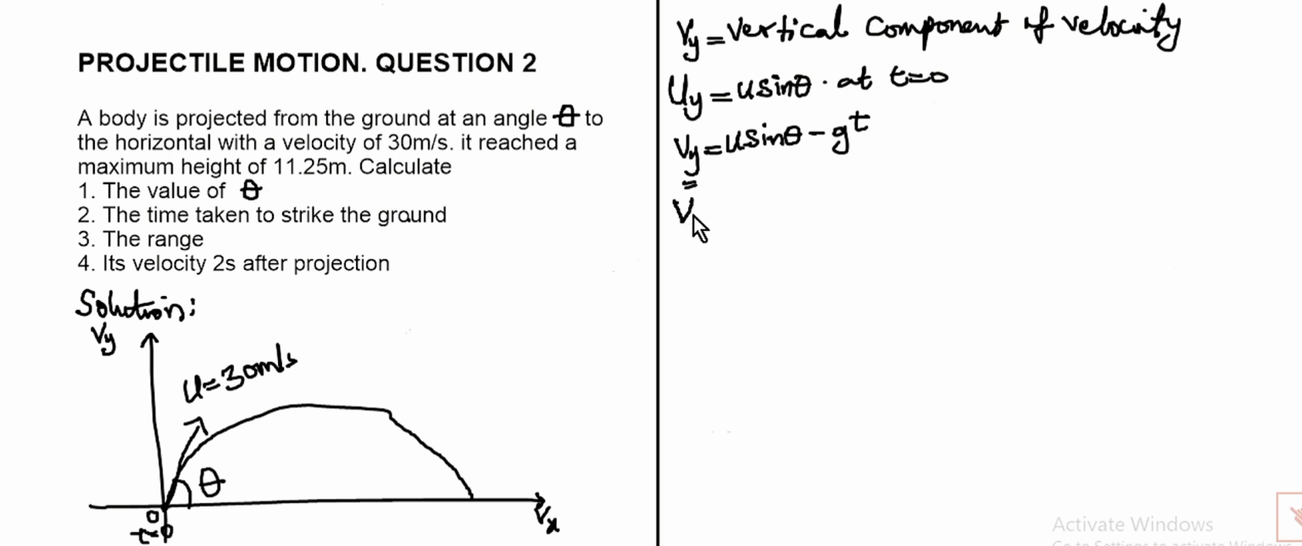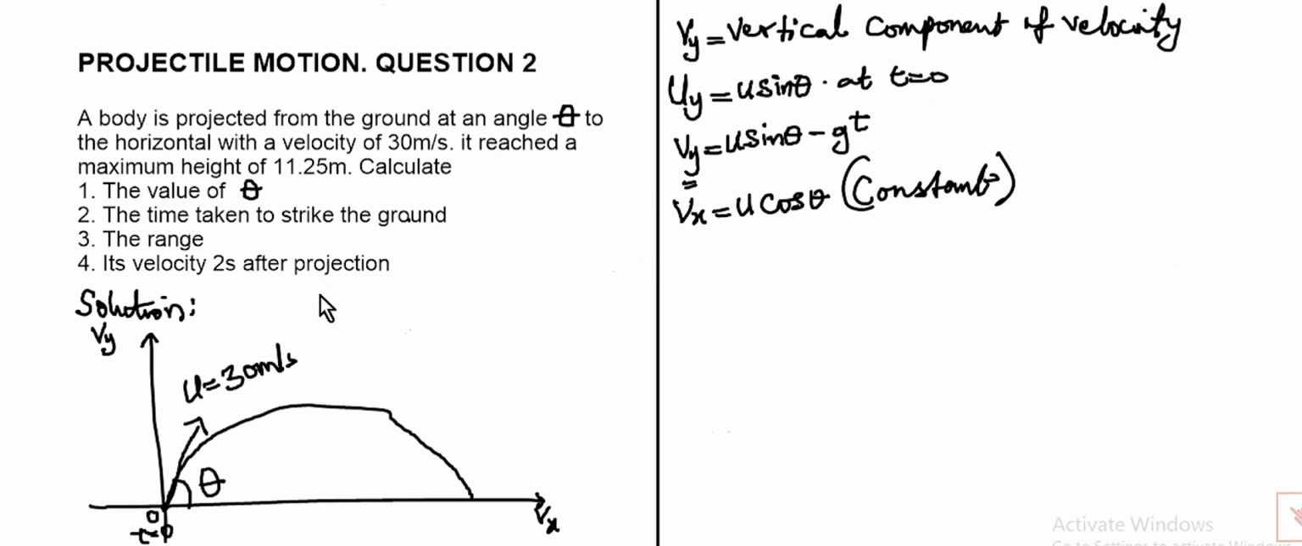However, we have a horizontal component of the velocity, which is given as u cos theta, and this value is constant throughout the trajectory, or the movement of the body in the air. That is a point I want you to take cognizance of before we go further in solving this question.